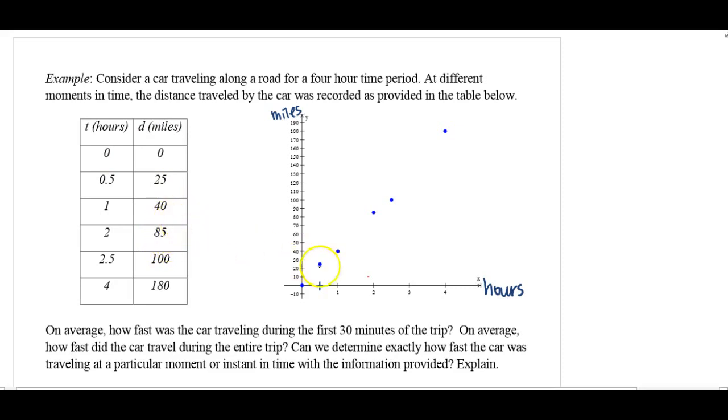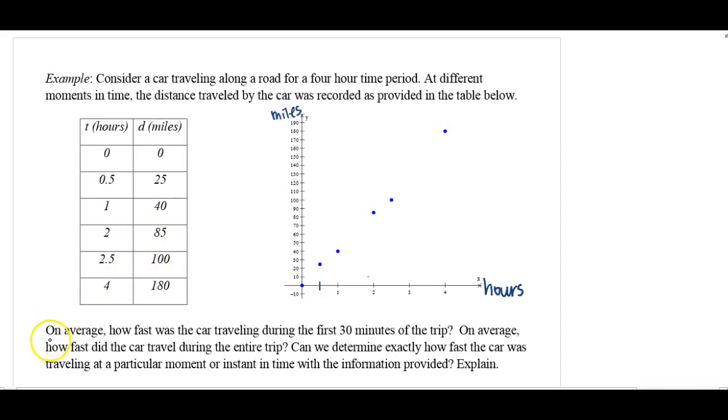First things first, I cannot connect the dots. I don't have enough information about every other moment in time on the trip. I only have snapshots of information: how far I had traveled at these different times. So at 0, at a half an hour, 1 hour, 2 hours, 2.5, and 4 hours. But I have no idea how far I had traveled in between these amounts of time.